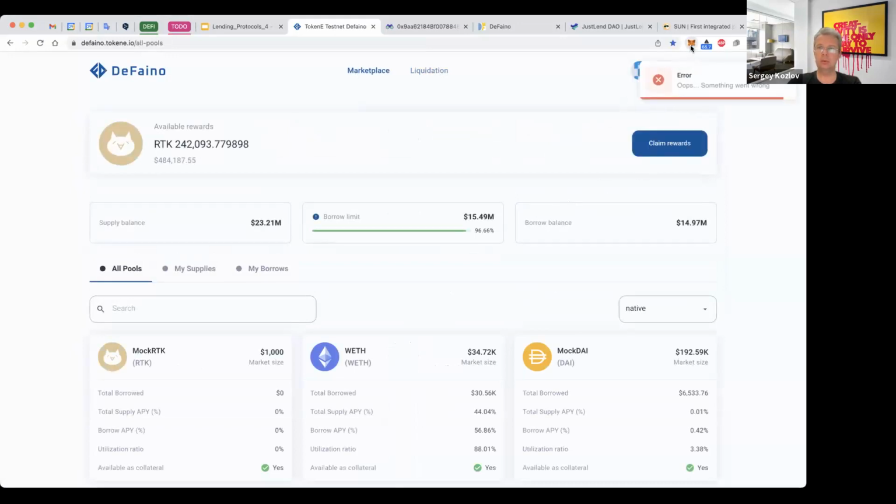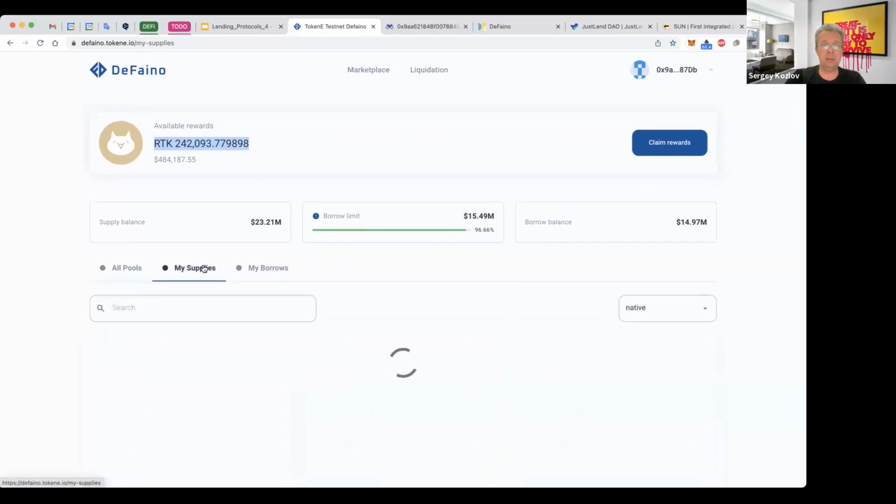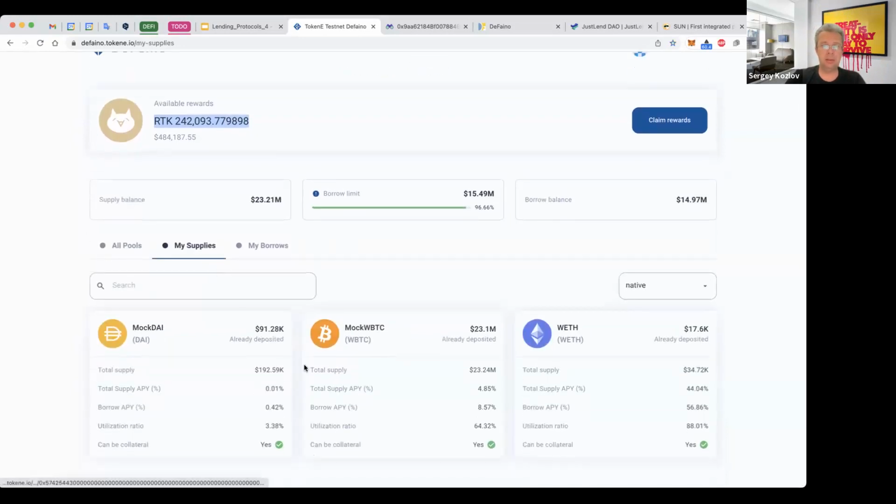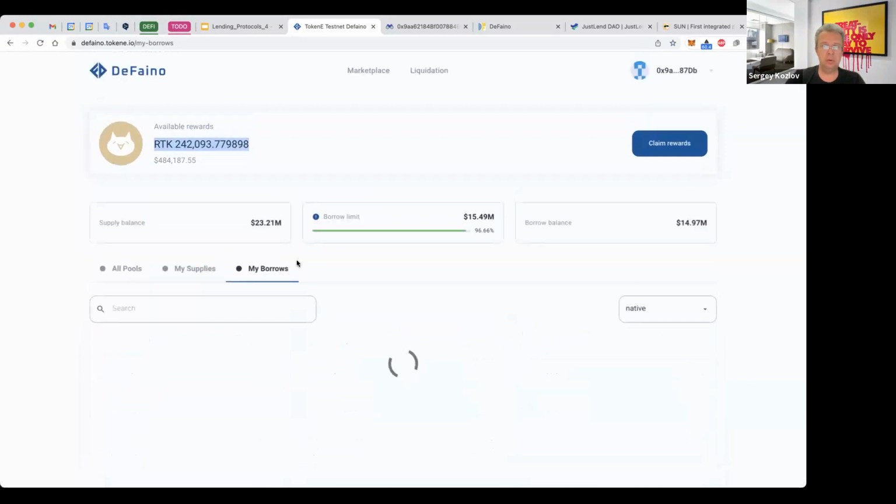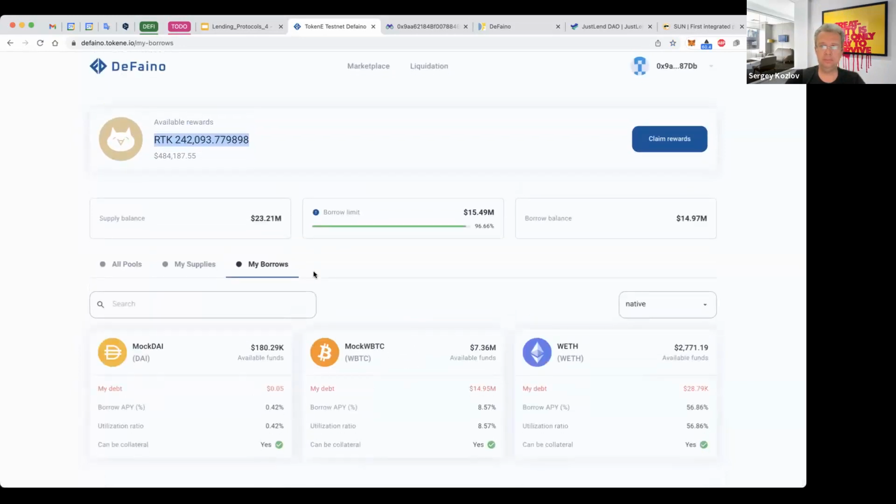Oh, it's not working. It's different. It's funny. I don't have these rewards, so that's the point. Someone has to send these rewards to the pool. So that's why I cannot claim it. We did not provide so many rewards here. Now I understand why it doesn't work. So I can see my supplies here, what I've supplied as collateral. I can see what I've borrowed. And this is what you can do yourself with this.